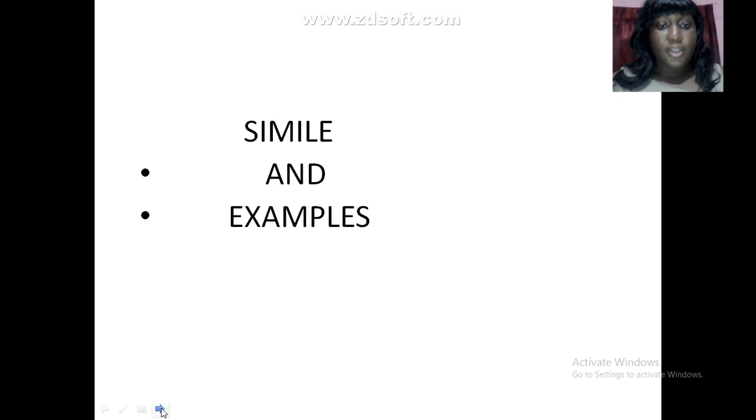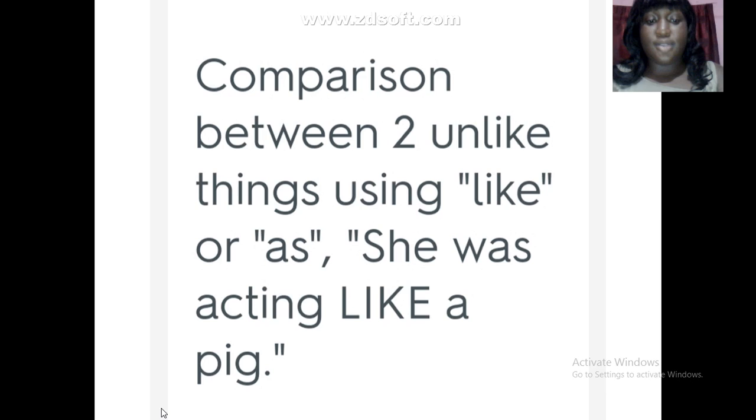The first one we have is simile. I know we know this one, but let's just remind ourselves. Simile is a comparison between two unlike things using like or as. She was acting like a pig. Now, when you say someone was acting like a pig, what are the attributes of a pig? They are dirty. That is one major thing we know about pigs. So when you say she was acting like a pig, we mean she is dirty. Are you getting it? Or she acts like a dove. You're trying to say she is humble. Doves are humble and clean and white and pure and all that.